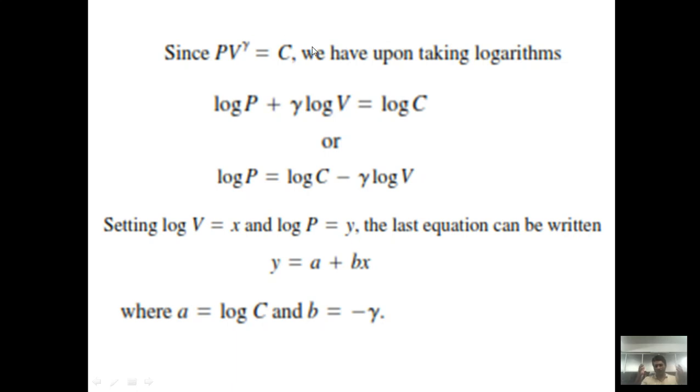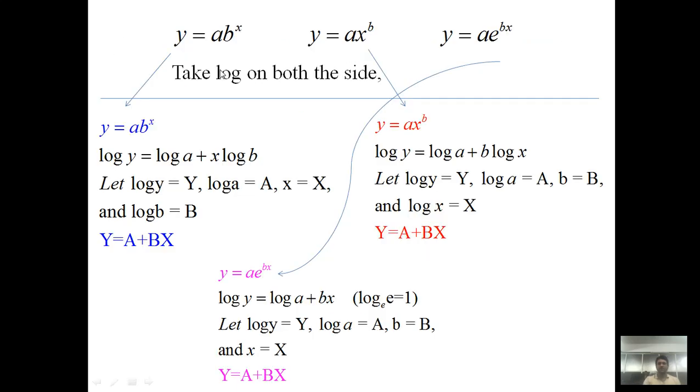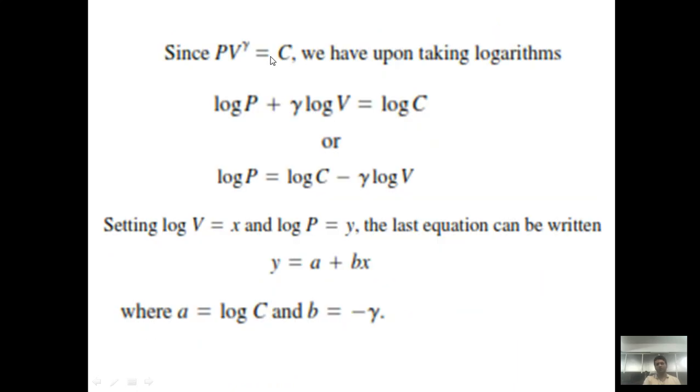We have to convert or reduce it into the linear form. There is a standard strategy: apply logarithm on both sides. Using this strategy, the left hand side is log P plus gamma log V is equal to log C. Now we rearrange the terms. So log P is equal to log C minus gamma log V, shifting this term to the right hand side.